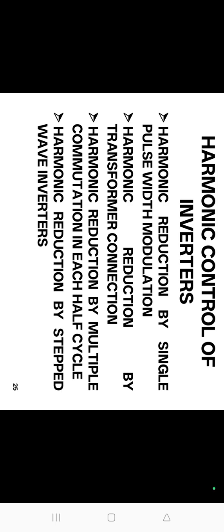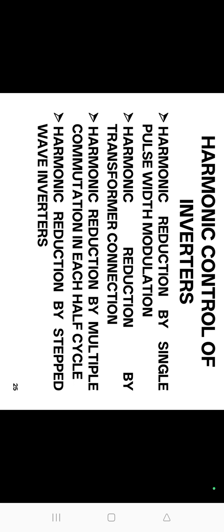There are various methods available to reduce the harmonic content. The reduction of the harmonic content or the improvement in the wave shape can be done by the following methods. First one is single pulse width modulation. Next one is transformer connection.